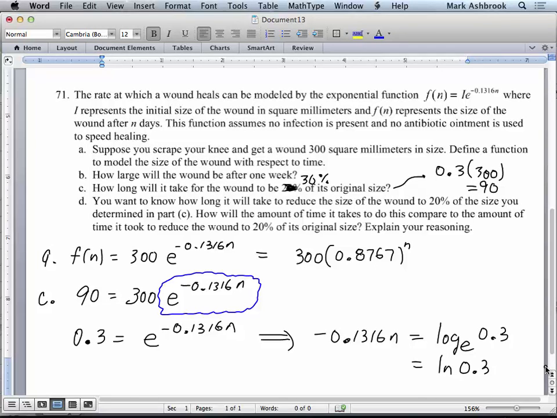Okay, so what do we say? Exponents of e are natural logs. So we want the exponent of e that would give 0.3. That's natural log of 0.3. Last step to solve for n: n equals natural log of 0.3 divided by negative 0.1316, since we're just dividing by this coefficient. How many days? Nice and loud. 9.148.